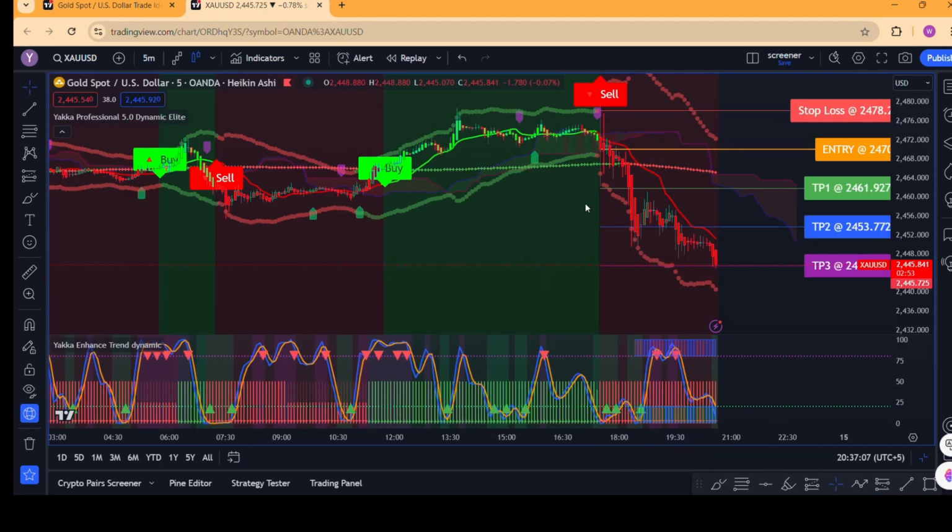You see, here is a 5-minute chart. You see there are signals and all the rules are fulfilled, and you see TP1 is hit, TP2 is hit and TP3 is hit.